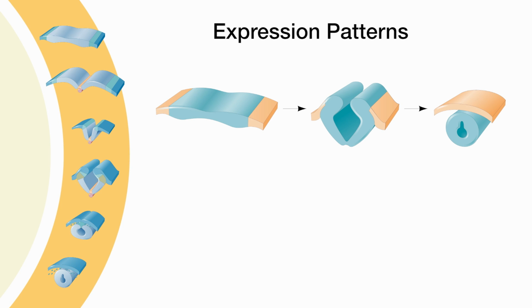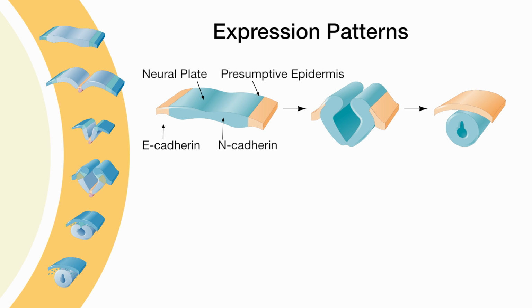So, in the context of neural tube formation, our hypothesis might be that the neural plate and presumptive surface ectoderm begin to express different cadherin molecules. This is indeed the case. Here is a schematic of the expression patterns of two different CAMs, N-cadherin found in the neural plate, whereas E-cadherin is found in the presumptive epidermis.